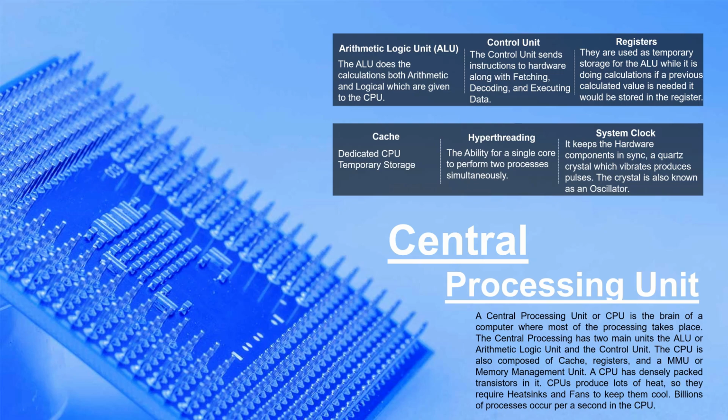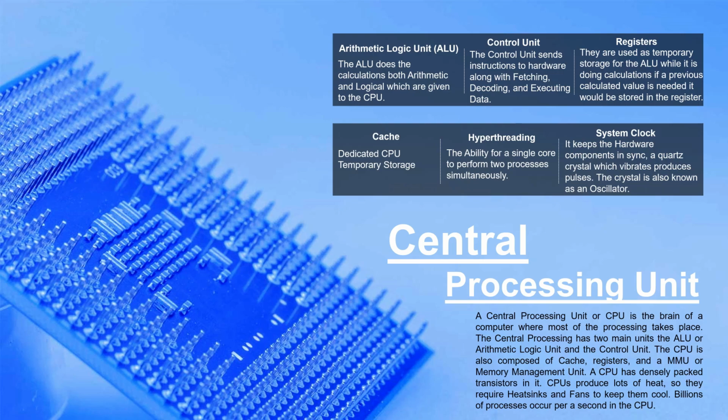Now I'm going to be talking about the central processing unit. The central processing unit, also known as a CPU, is the brain of a computer, and it's where most of the processes take place. The central processing unit has 2 main components, or units, within it: the ALU, also known as the arithmetic logic unit, and the control unit. The arithmetic logic unit does both arithmetic and logical calculations that are given to the CPU, while the control unit sends instructions to hardware, along with things like fetching, decoding, and executing data. The CPU is also composed of cache, registers, and an MMU, also known as the memory management unit, which we will talk about later.